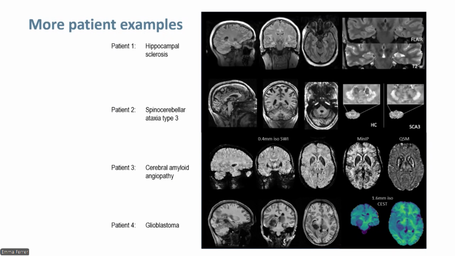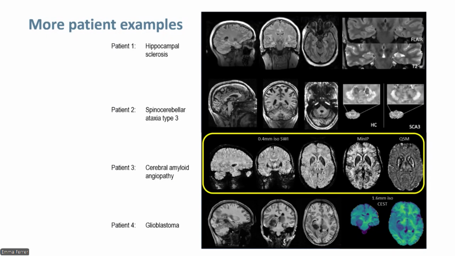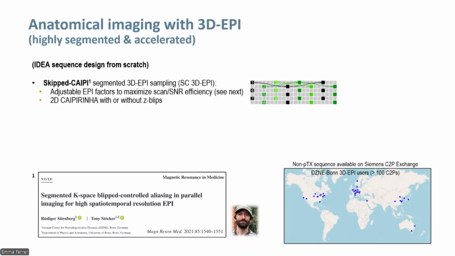These are some other patient examples having all contrasts put together. And there is also new contrast shown here, like the CEST contrast on the right, so quantitative map, and also the SWI images shown here. And this is what I'm talking about next, because we also consider this like a structural imaging method.